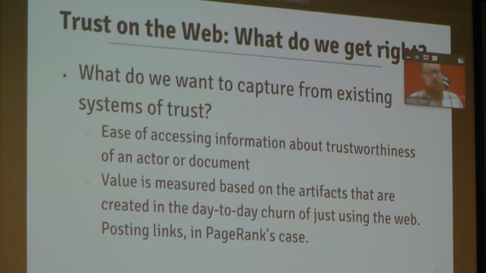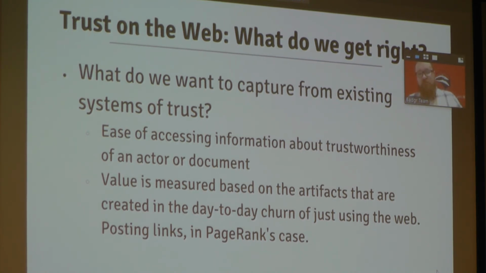So we have some difficulty with the current technology right now, but what are we getting right? I think a couple things here that we want to capture from the existing system of trust is that there is ease of accessing information about trustworthiness of an accurate document. For example, if you see a claim in a news article that you're not sure about or you want to learn more information about, you have search engines and tools that allow you to ask those questions and to get some results.